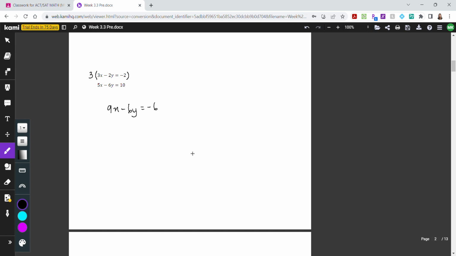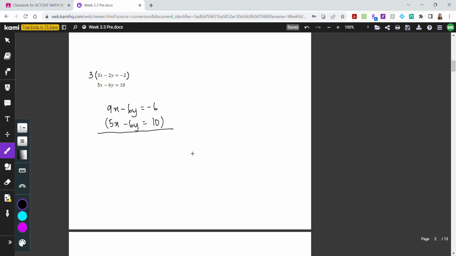And now I'm going to rewrite my second equation at the bottom here, just as it is, because I didn't do anything to it. So I have 5x minus 6y equals 10. Put the parentheses around. Now let's determine if we're going to add or subtract the equations.